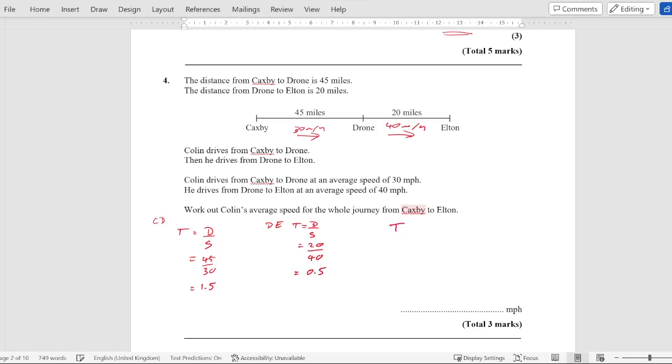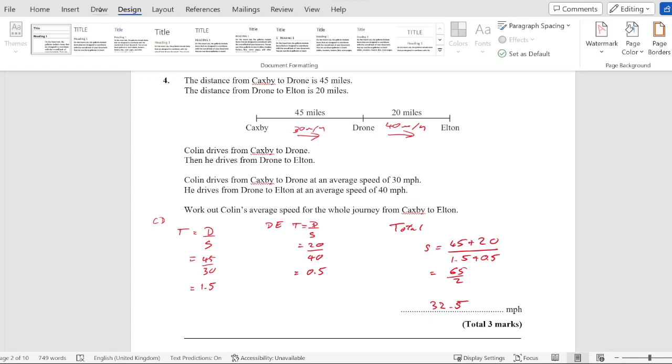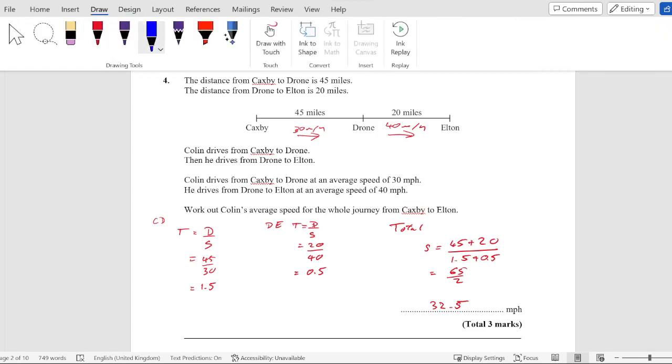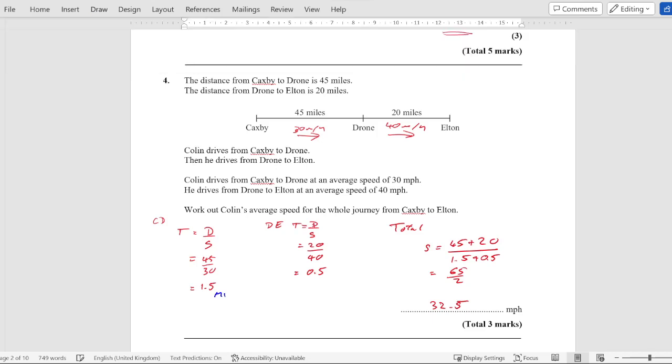So for the total journey, the speed is going to be equal to the total distance, which would be 45 plus 20, divided by the total time, which would have been 1.5 plus 0.5. So in other words, 65 divided by 2, which would have been 32.5. Marks for that were an M1 for working out the total time for either one, M1 for the method of total distance divided by total time, and then an A1 for 32.5.